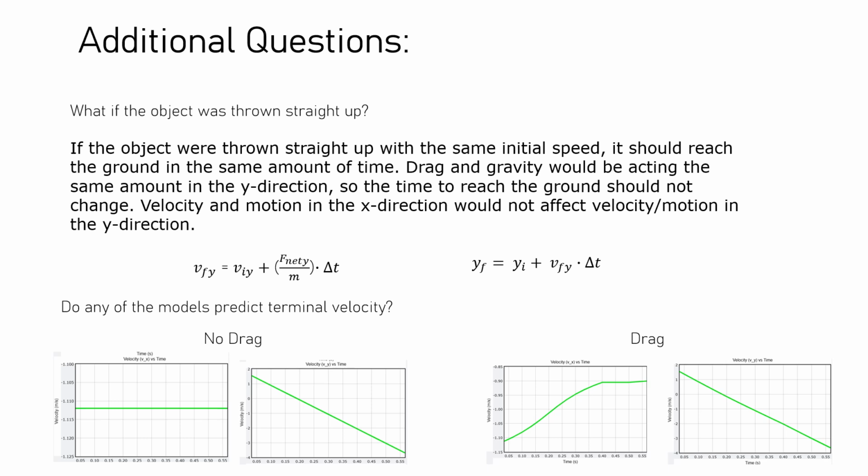So some additional questions would be, what if the object was thrown straight up with the same velocity? Well, it would reach the ground at the same time, because as the equations show below, the y components are not affected by the x components. Now, do any of the models predict terminal velocity? No, because none of them have a net force of 0, but you could do this by dropping something from a very high position so that it reached terminal velocity.